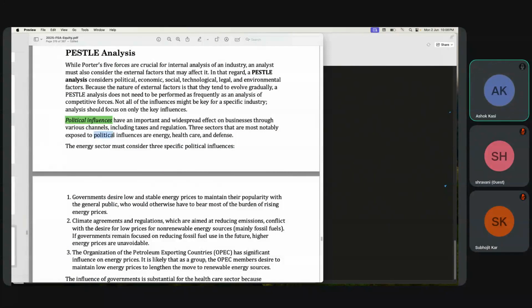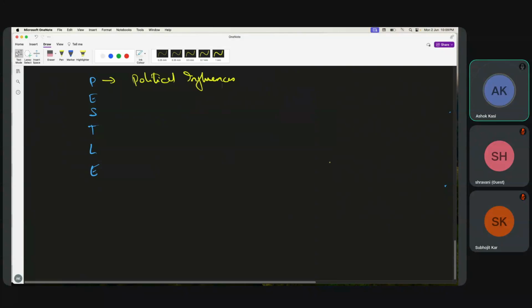So energy, health care and defense, they have a lot of political influence. Because they need to take a lot of licenses. So you need to know if tomorrow the political scenario changes in the country, whether this company will be able to survive or not. You will have to check.